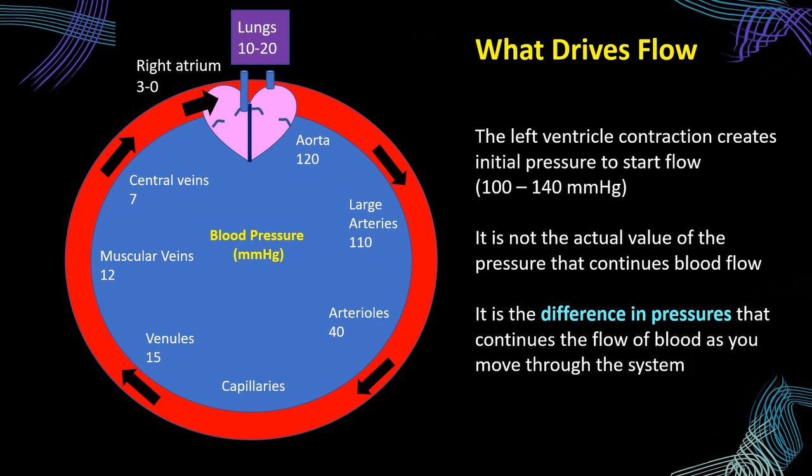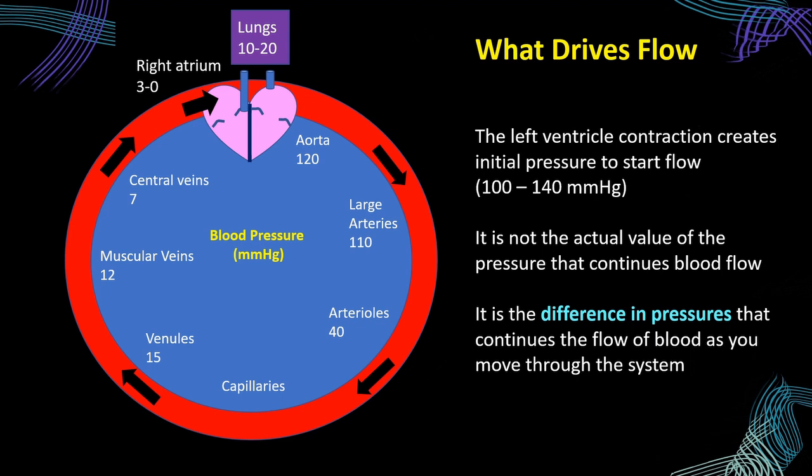No, it's actually that contraction creates the initial pressure, usually about 120 millimeters of mercury, and it is changes in pressure as things flow down pressure gradients that actually drives the flow. It's not the actual value of the pressure that continues the blood flow. It's the difference in pressures as we go through the system. For example, in the aorta, it would be 120 millimeters of mercury. And then when we start moving down into large arteries, that pressure may drop to 110. And it's the change in the pressure that is going to keep the blood flow moving.